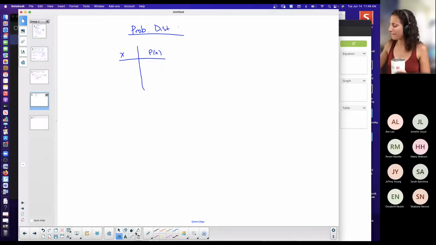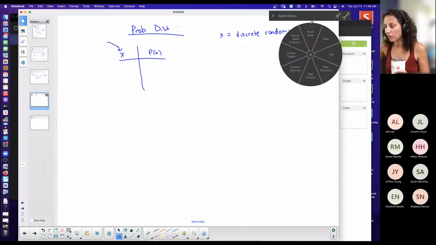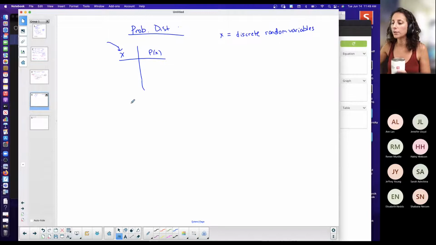You have X, which is your random variable, representing all your possible outcomes. For now, X is a discrete random variable, which means for this week you are only having outcomes that are finite or countable. So they're only whole number outcomes here. Okay? So X is a discrete random variable. It represents all the possible outcomes of whatever procedure you're doing.